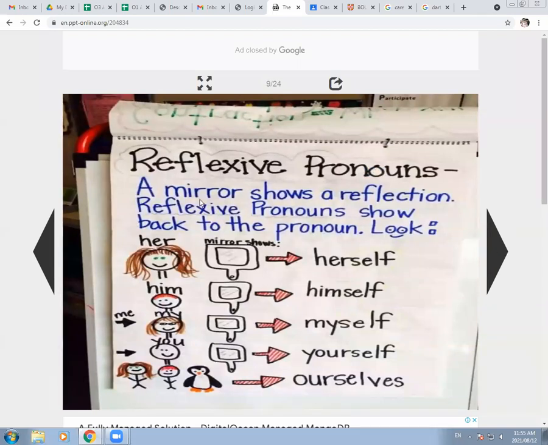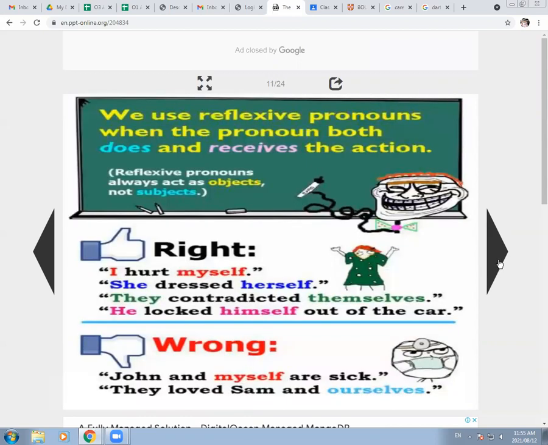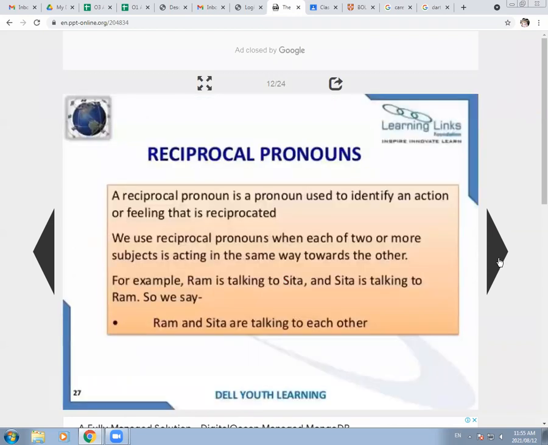It's a quick recap. Reflexive pronouns, we know what these are, where self or selves is used: herself, himself, myself, yourself, ourselves. These are reflexive pronouns, first person, second, and third. It's written here: myself, ourselves, yourself, yourselves, herself, himself, itself, oneself, themselves. So it is clear to you, right? Let's quickly move forward because we are done with that.